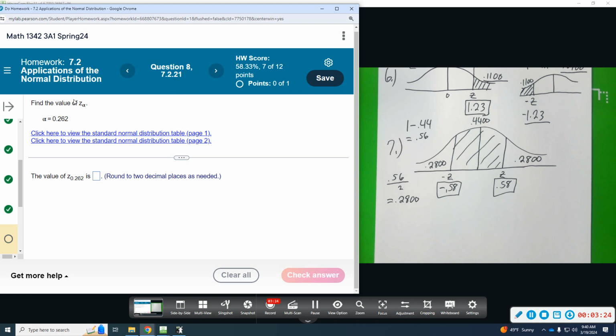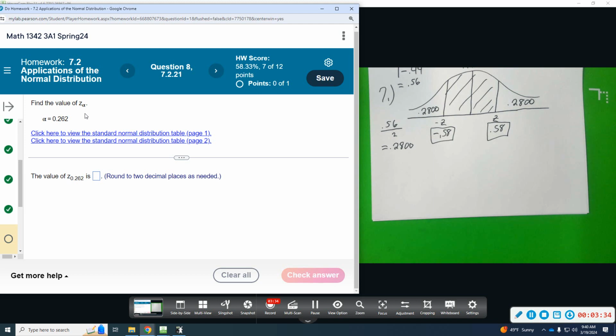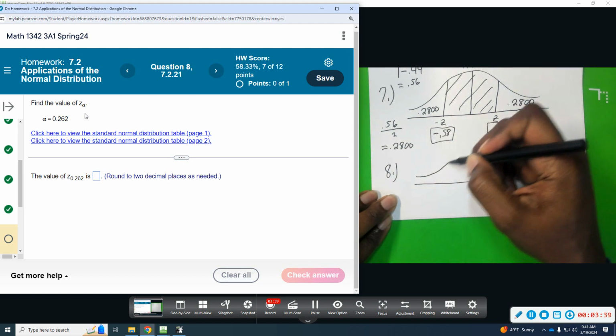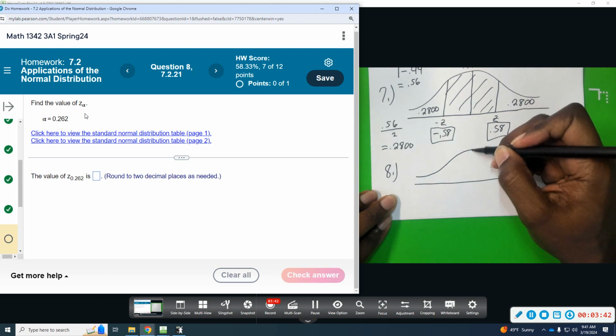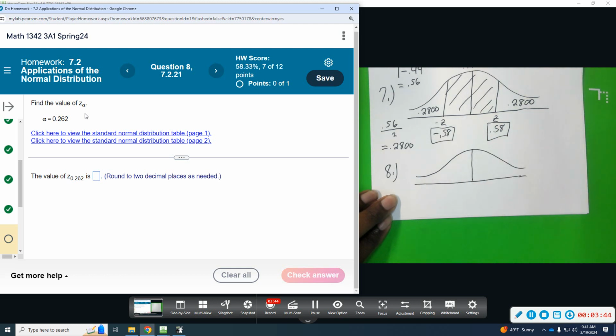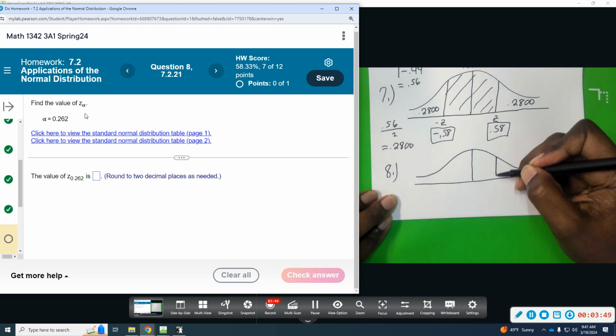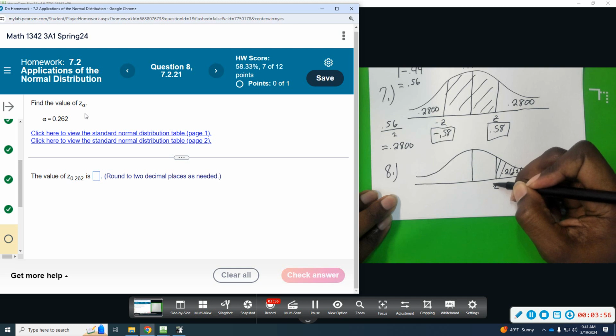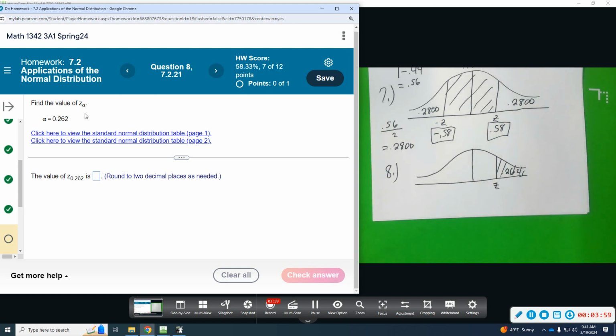Eight, we want to find the value of z alpha. So remember the notation z alpha, this is the area to the right. So when they tell me z alpha, whatever that alpha is, that's the area to the right. So I'm looking for the z value. So they tell me that the area to the right is 0.262. So something over here, this is 0.262. This is the shaded area right here, and I'm looking for this z value. So the area to the right is 0.262.